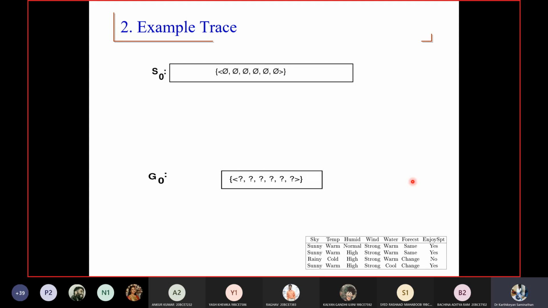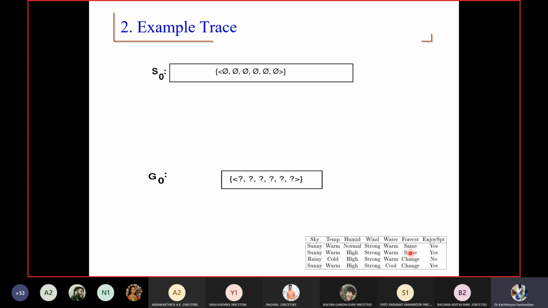S2, G2. S2 is sunny, warm, question mark. Because the first two are positive data, by seeing this you can guess. Sunny equal, warm equal, but high versus normal, so there is a contradiction. So this becomes a question mark. So sunny, warm, question mark, strong, warm, same. Am I right? Yes, very good.